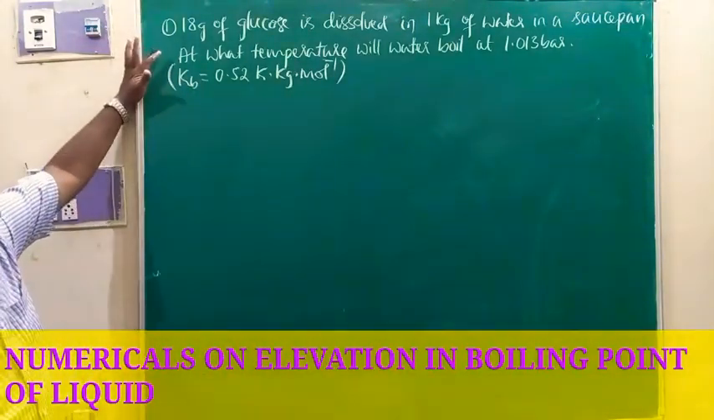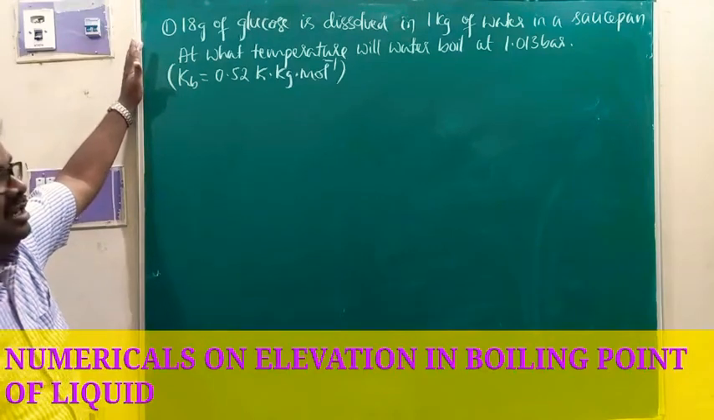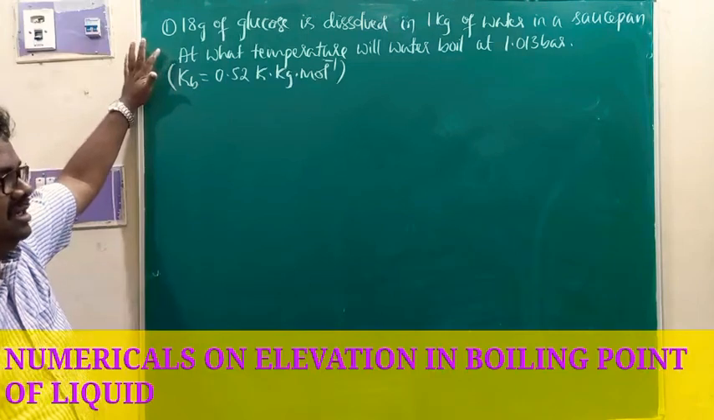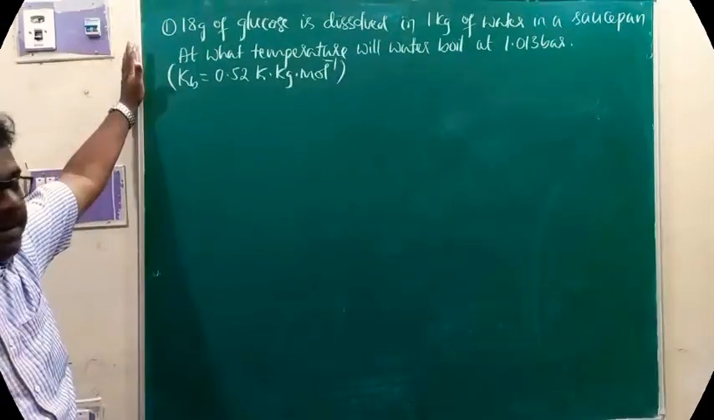Look at the first problem here. 18 grams of glucose is dissolved in 1 kg of water in a saucepan. At what temperature will water boil? The answer given is 101.013 bar.